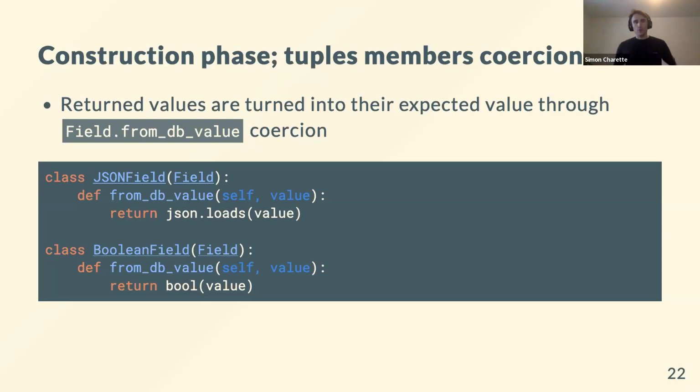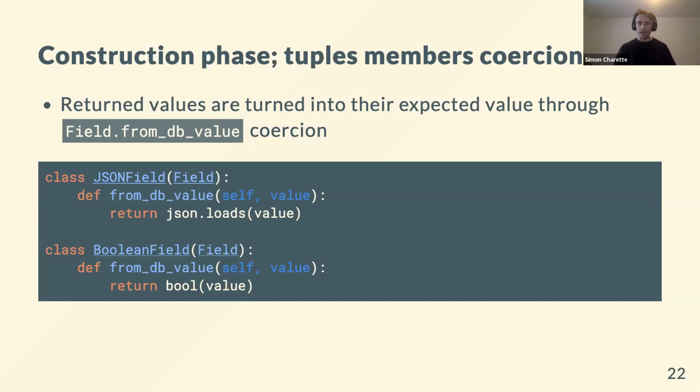Similar picture for Boolean on MySQL. MySQL doesn't have a Boolean type. Under the hood, it uses tinyint, which stores 1 bit, either 1 or 0. And in order to make sure that this detail doesn't leak through, one of the goals of the ORM is to abstract the backend that you're using under the hood. We turn the integer back into a Boolean. And this is done by using from_db_value.